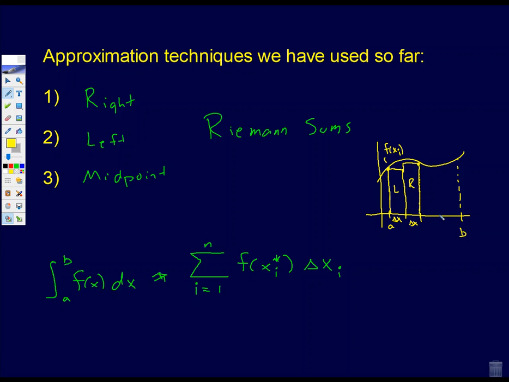Then finally, maybe I have another subinterval, and this time, instead of picking the left or right, I'm just going to pick the very middle of it and make that the height of the rectangle. So in which case, it's still a rectangle, it's still base times height for the area, but this time the height is measured in the very center of the subinterval.